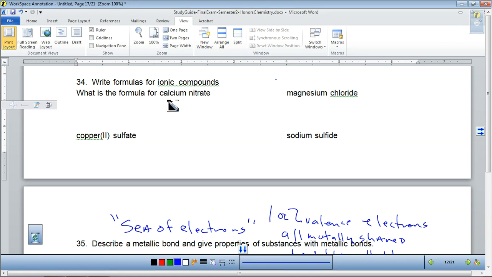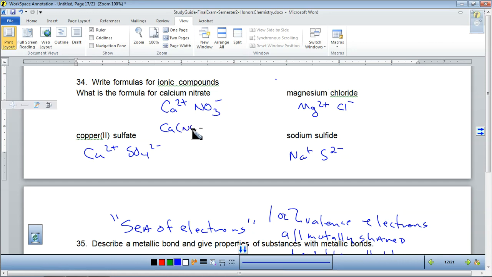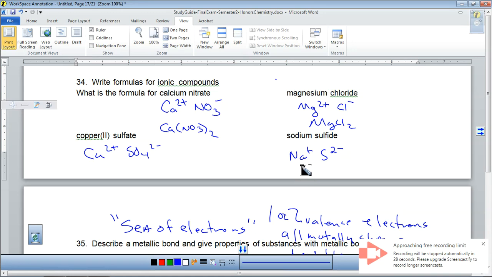Calcium nitrate. Calcium, 2 plus, nitrate, 1 minus. Magnesium, 2 plus, chloride, 1 minus, sodium, a 1 plus, sulfide, a 2 minus, copper, a 2 plus, sulfate, a 2 minus. So now we can cross our charges. And you know what I'll do, I'll put down every bad combination I can of them. Cross charges. This one, you know I'll make it 2-2, but you only need 1 of each.